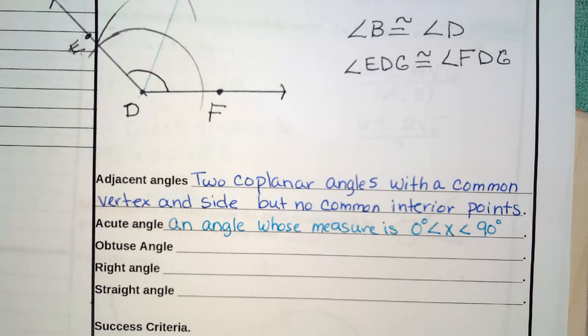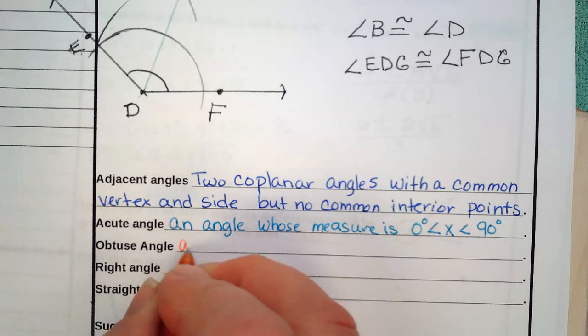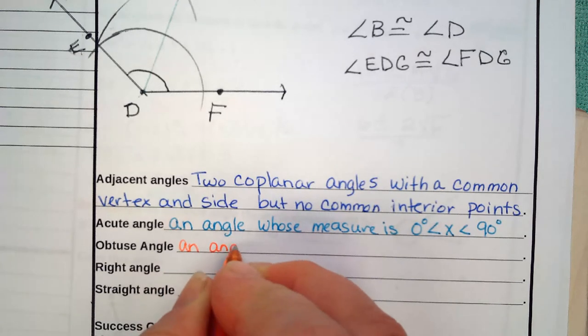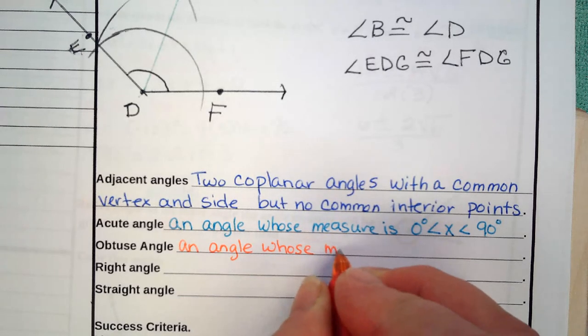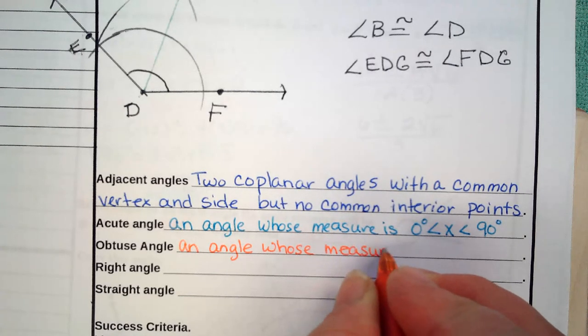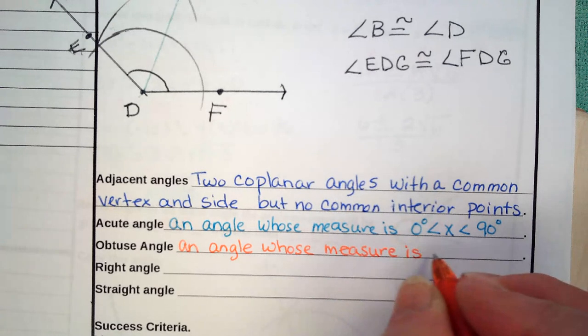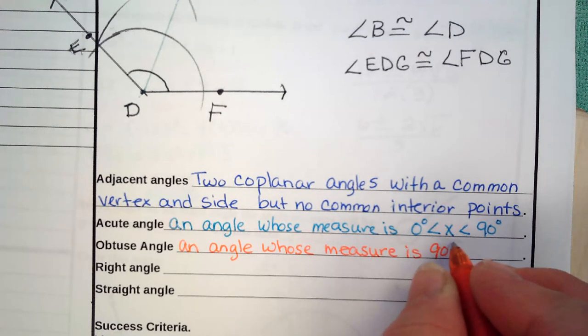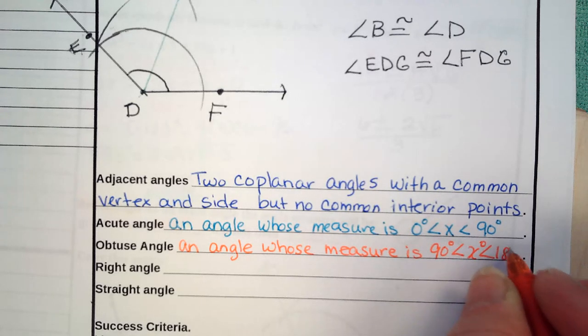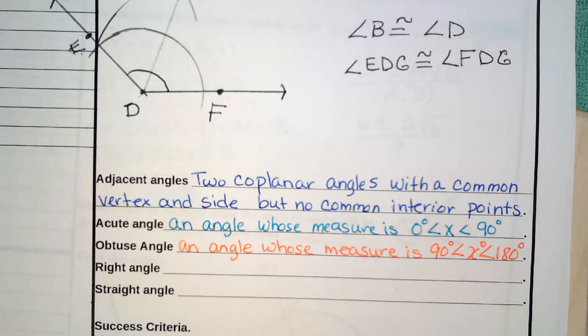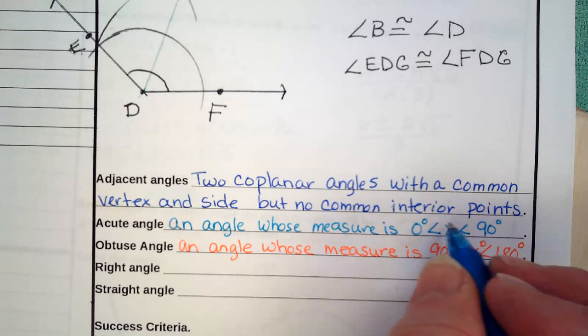Okay, what about an obtuse angle? An obtuse angle is an angle whose measure is, okay, so it starts at 90 degrees and it goes up to 180 degrees. It is not 90, it's got to be greater than 90 and less than 180 degrees.